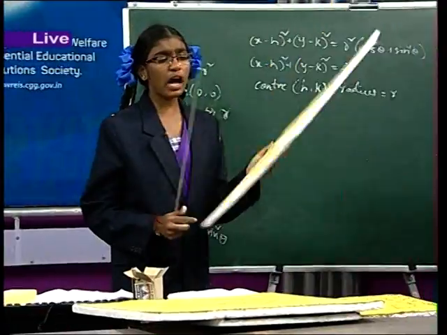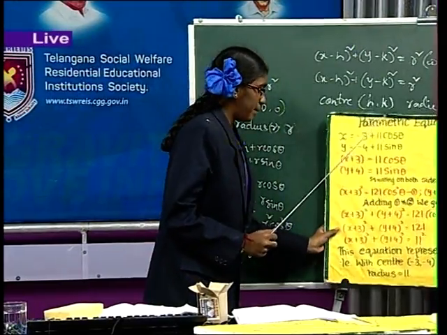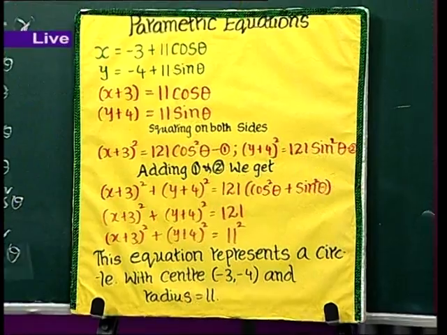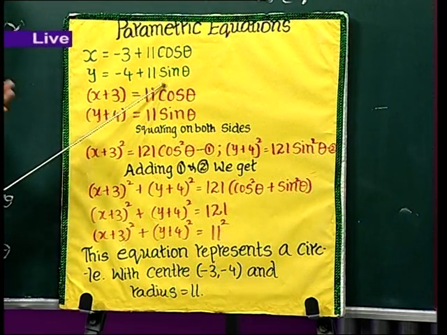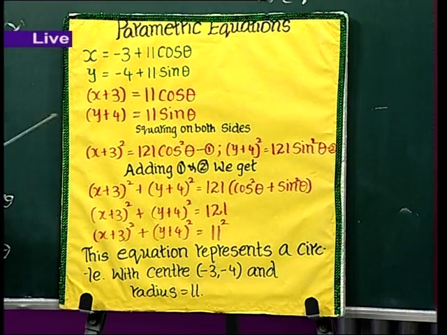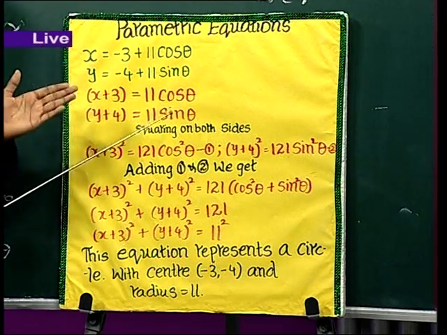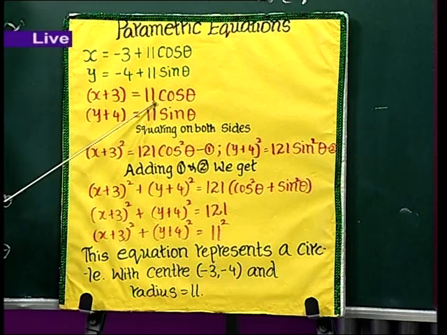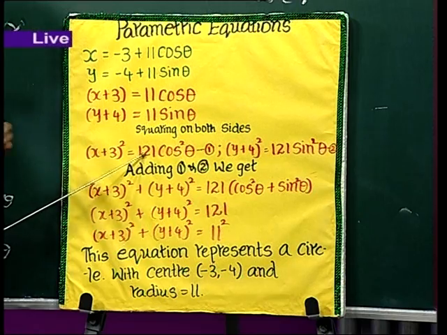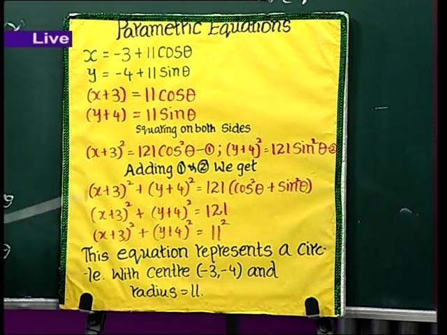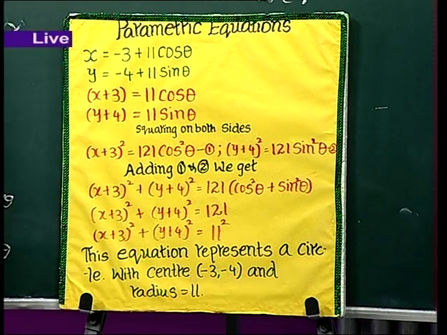Now we take another example. x is equal to minus 3 plus 11 cos theta, y equals minus 4 plus 11 sin theta. We take these parametric equations. In the same way, taking terms to the LHS, x plus 3 is equal to 11 cos theta, y plus 4 is equal to 11 sin theta. Squaring both sides, x plus 3 whole square is equal to 121 cos square theta as equation 1 and y plus 4 whole square is equal to 121 sin square theta as equation 2.